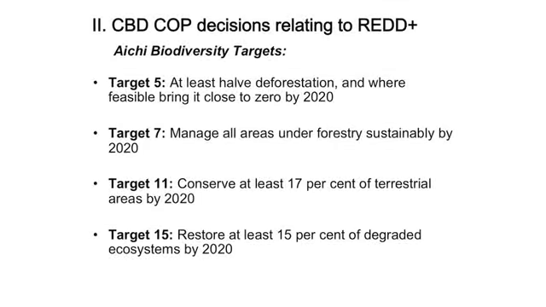The first of those targets is target 5, which aims to at least halve forest deforestation and, where feasible, bring it close to 0 by 2020. Then there's target 7, to manage all areas under forestry sustainably by 2020. Target 11, to conserve at least 17% of terrestrial areas by 2020 in appropriate protected areas. And then there's target 15, to restore at least 15% of all degraded ecosystems by 2020.